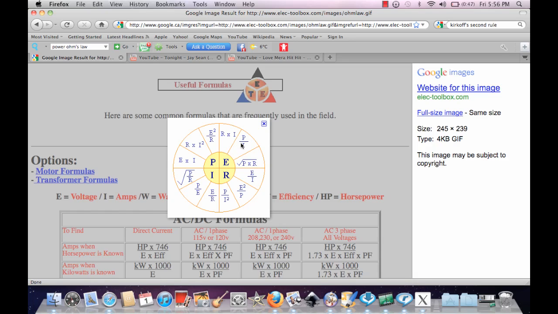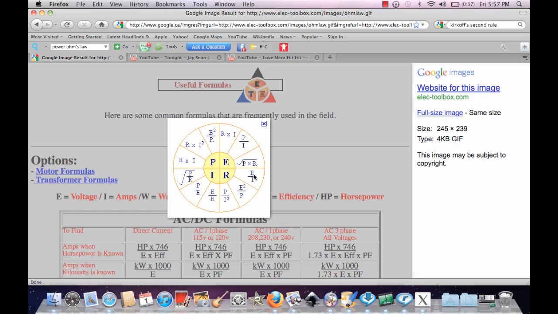Once you know that, you can derive the formula P over current. So the watts over current is also going to give you the voltage, as well as the square root of the watts times the resistance from up here. Once we know that, the resistance is similar to V equals IR, right? So V divided by I should also give you the same thing.